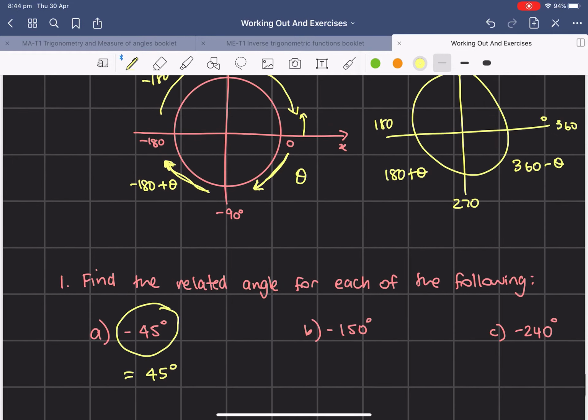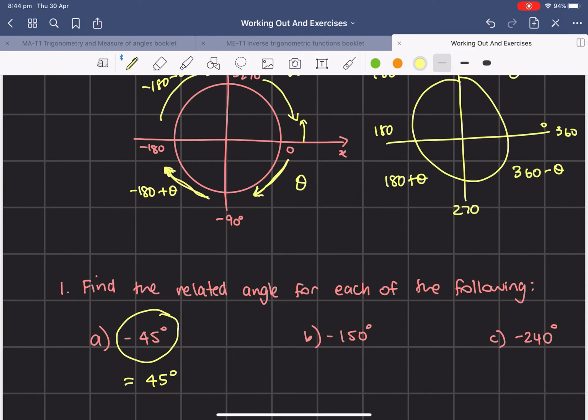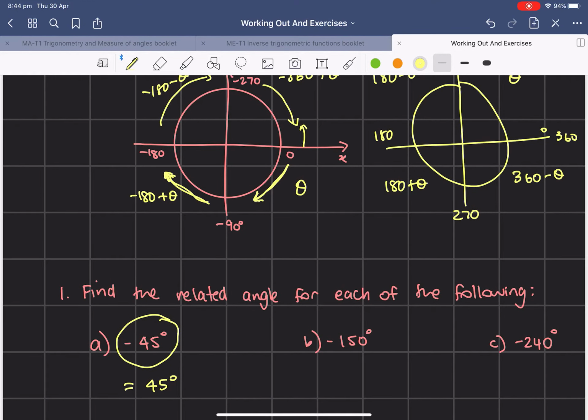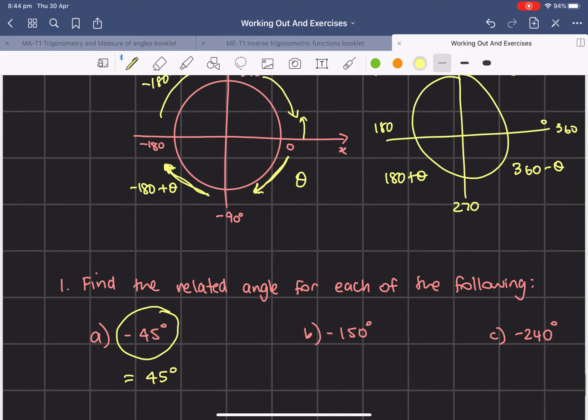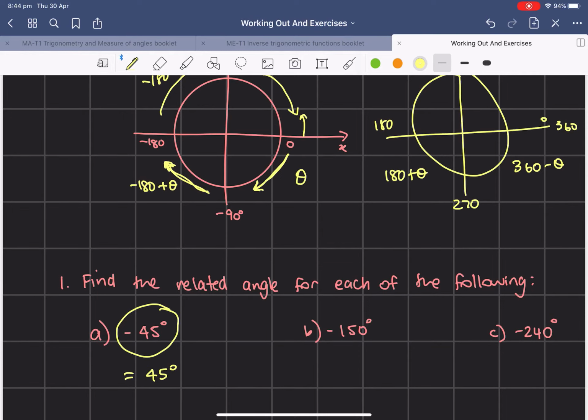Okay, negative 150 is in the third quadrant. So it's going to be negative 150 plus 30.